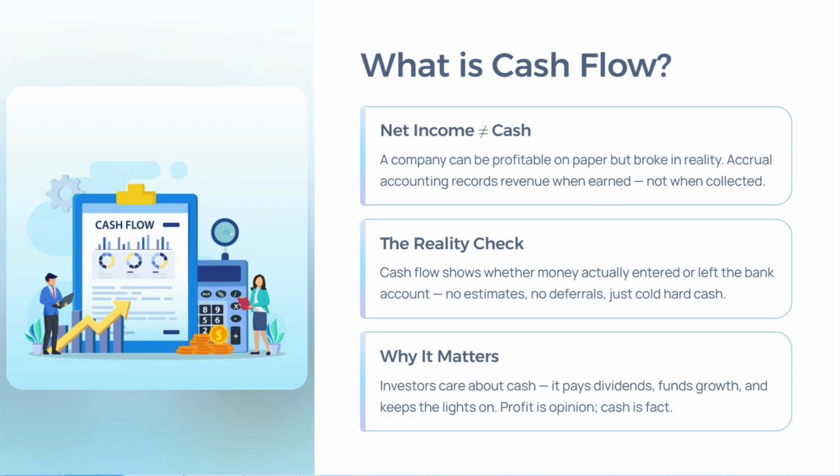Let's start on slide 2 with the foundational concept that trips up so many candidates on exam day. Net income does not equal cash flow. Under accrual accounting, a company can look amazingly profitable on paper while being completely broke in reality. Why? Because revenue is recognized when earned, not when the cash actually hits the bank.